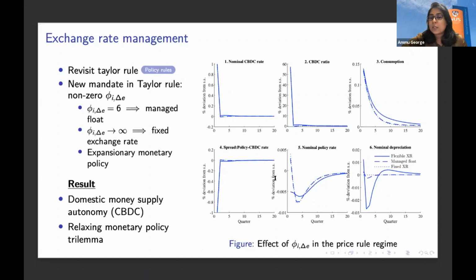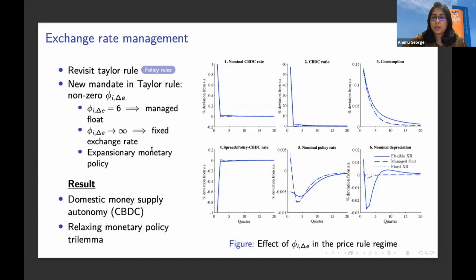The interesting point is with respect to the nominal policy rate. Under all three regimes of flexible exchange rate, managed float, and fixed exchange rate, when the central bank tries to manage the exchange rate through the bond interest rate, the nominal policy rate rises so that it can manage the exchange rate. And the nominal depreciation is far more muted under managed float and fixed exchange rate. So these are the values of the coefficients for managed float and fixed exchange rate.